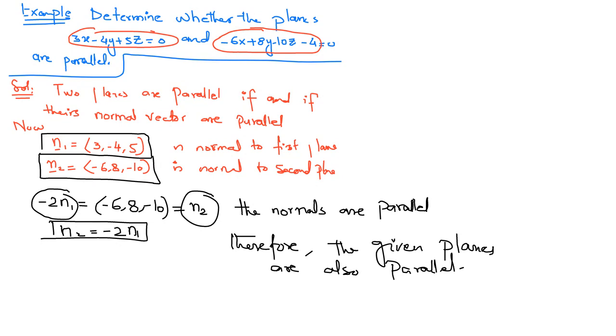I will open quiz 1 also. So is this clear? You take two normals, and you know that if you multiply by minus 2, that gives you another vector, which means the normal vectors are parallel. It means the planes are also parallel.